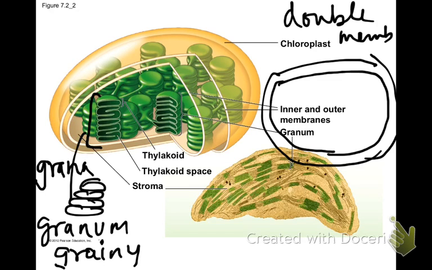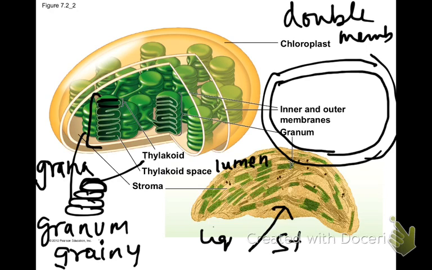It has a membrane, and each unit is called a thylakoid. That membrane is where the action takes place, and the space in between is called the lumen. The empty liquid part, without any grana, is called the stroma.